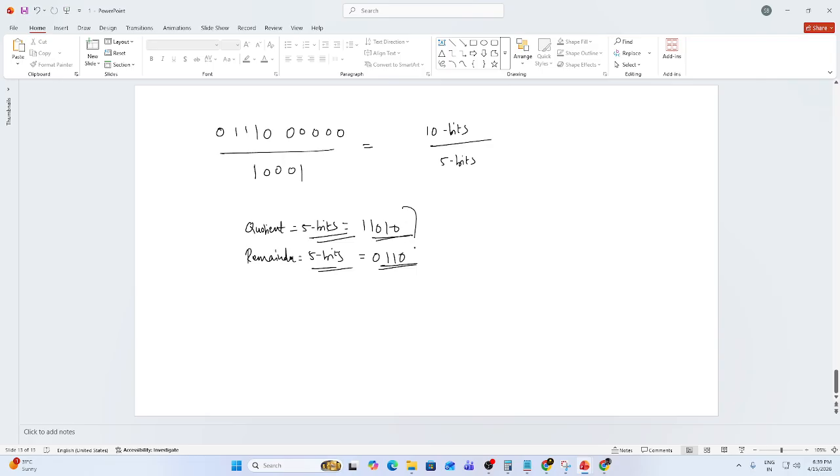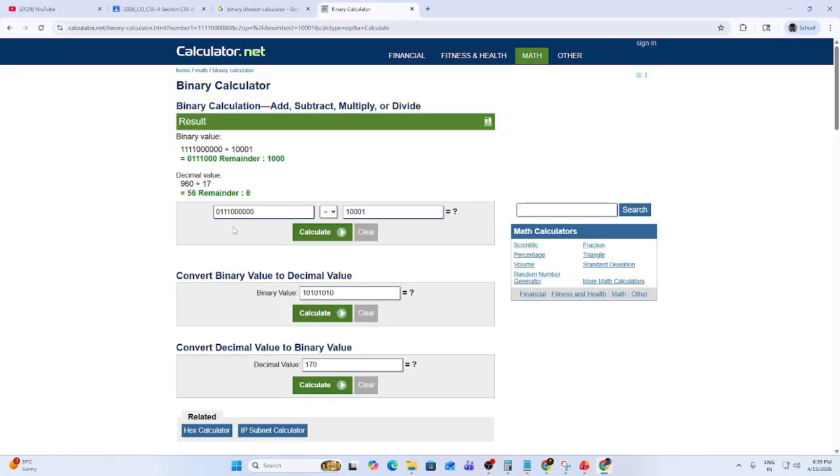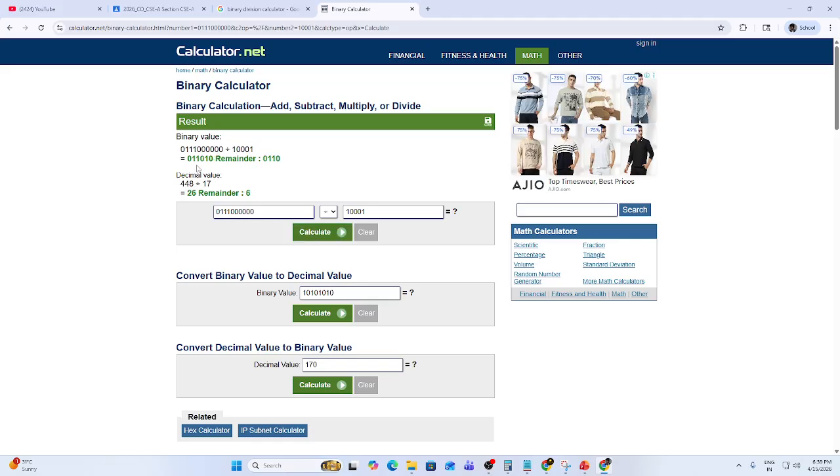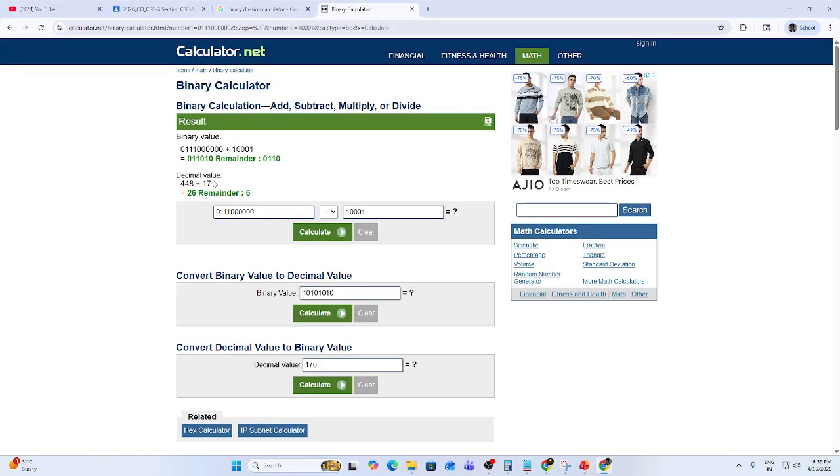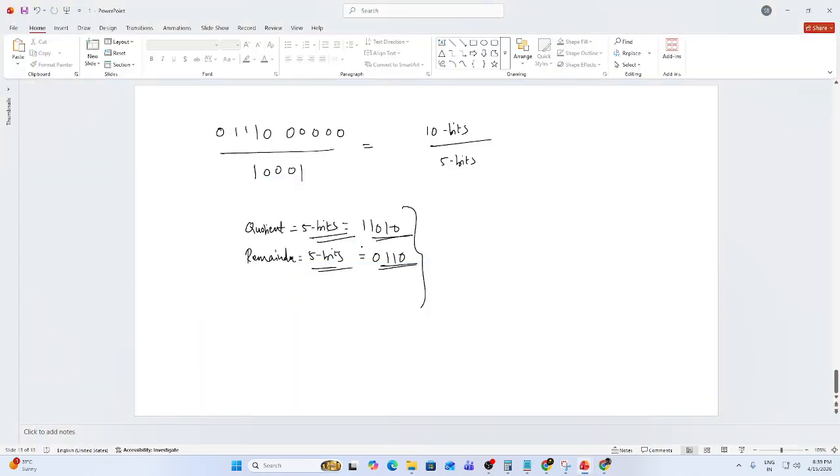So why did we get it like this? For example, take this example. Let me use the online calculator for explaining this. This is what we did: 0 1 1 0. If we do this, we get 0 1 1 0 1, so the quotient is 1 1 0 1 0, and the remainder is 6, that is 0 1 1 0. This is what we got, so this is within the 5 bits.